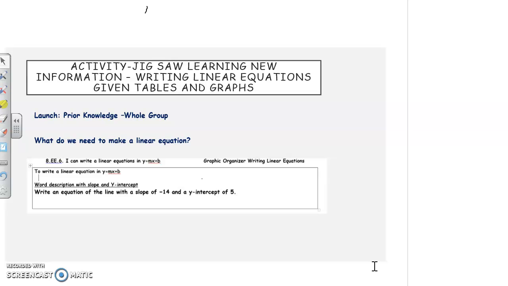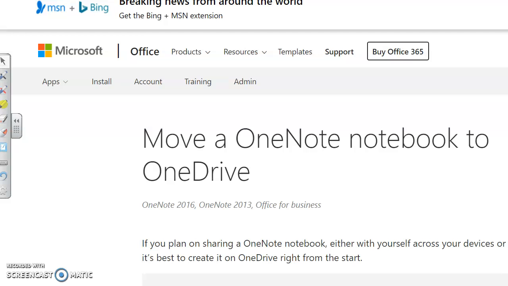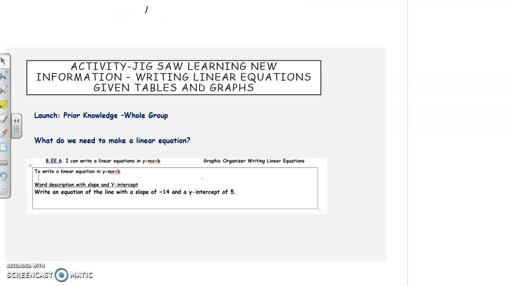This is our whole group part of the lesson, which I talked about in the launch. Students are going to have to learn their information and build on this. So we start out with this example about how we write linear equations. Students, how do we write a linear equation given the information? If we are given the slope, what do we do with the y-intercept? How do we put this together?